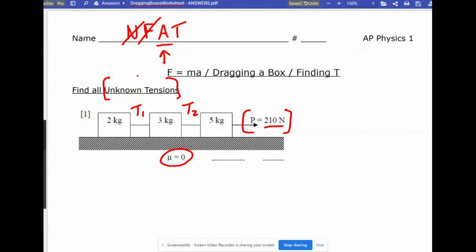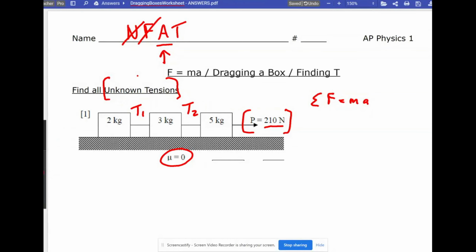So this force does what? Always ask yourself that question. This force accelerates all three bodies. This force accelerates these. I could just consider this as one 10-kilogram mass, couldn't I? And that's what we're actually going to do. So we'll do F because we want to find acceleration. I'm going to do sum of the forces equal ma.